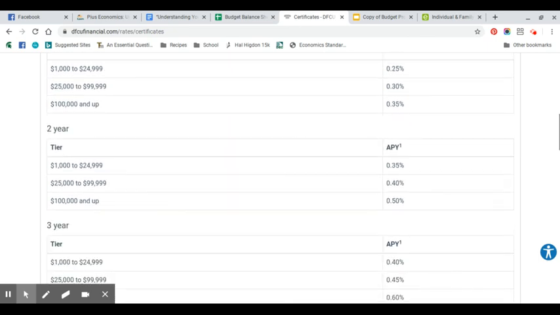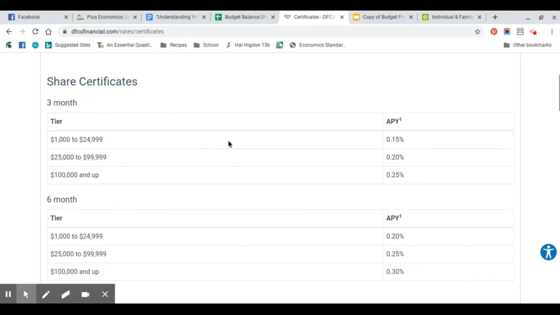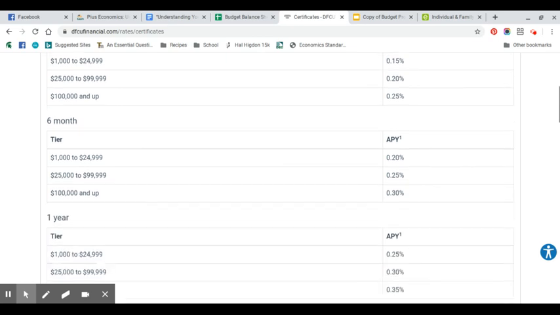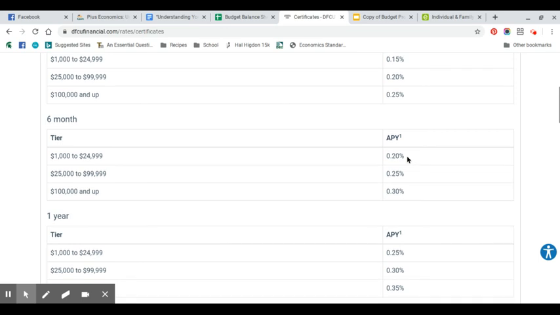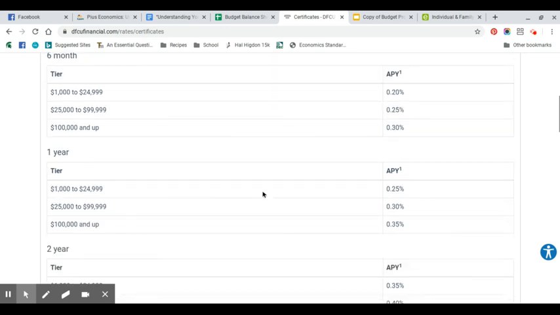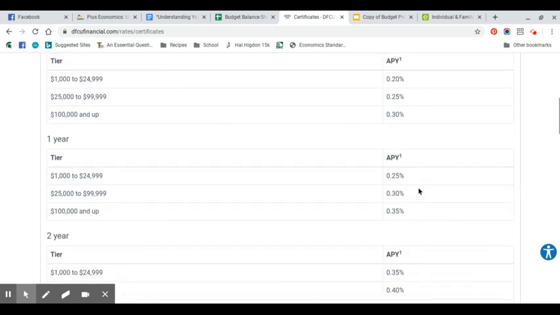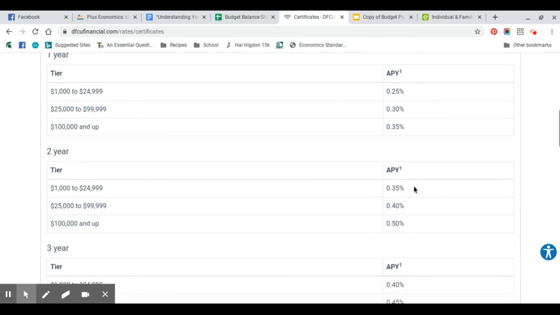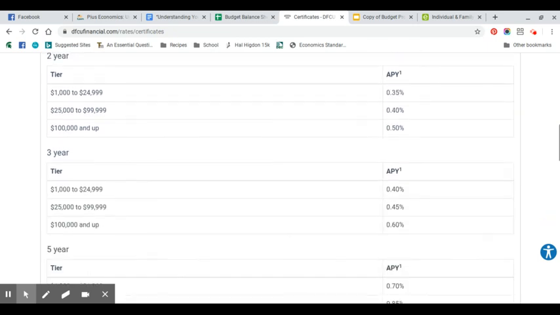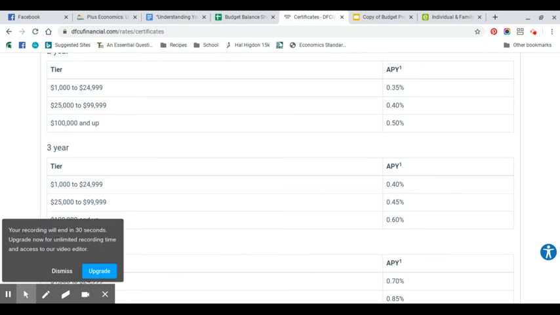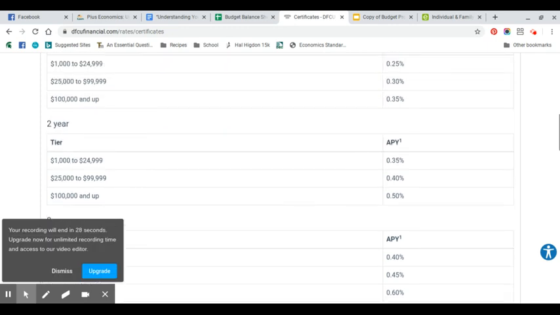Notice what happens to your interest rates as we move up through these different years. If you invest less than $25,000 in a 3-month CD, your interest rate is 0.15%. If you invest that same amount for 6 months, you're going to get 0.2%. For 1 year, you're going to get 0.25%. For 2 years, you would get 0.35%, and so forth. The longer you keep your money in, the bank is going to give you a little bit more money.